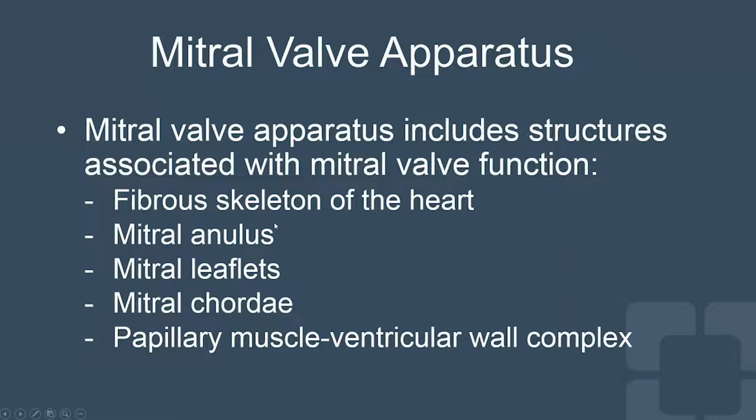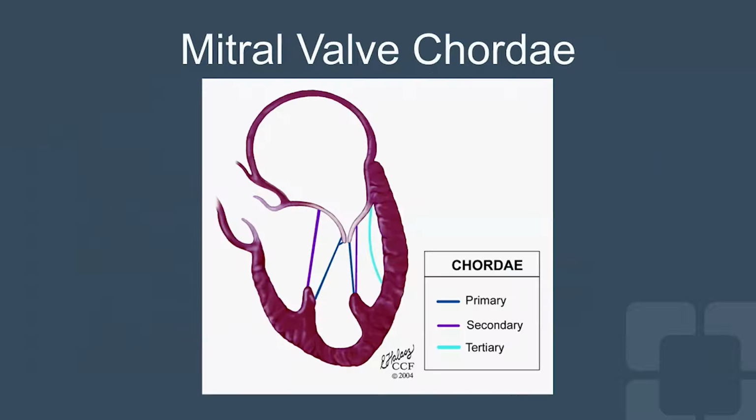So in terms of the anatomy, the mitral valve is not just the leaflets alone, but contains many other structures, including the fibroskeleton of the heart, where the mitral valve is anchored. You have the actual mitral annulus itself. You have the mitral leaflets. You have the cords that anchor the mitral valve leaflets to the left ventricle, as well as the papillary muscles. And it's important to understand and appreciate all of these factors when you're evaluating a patient who has mitral regurgitation and trying to figure out whether that valve is repairable or needs to be replaced.